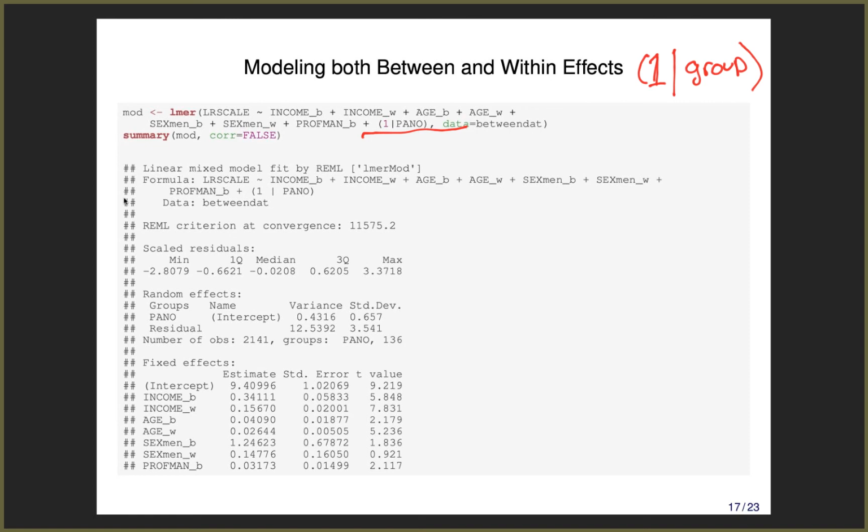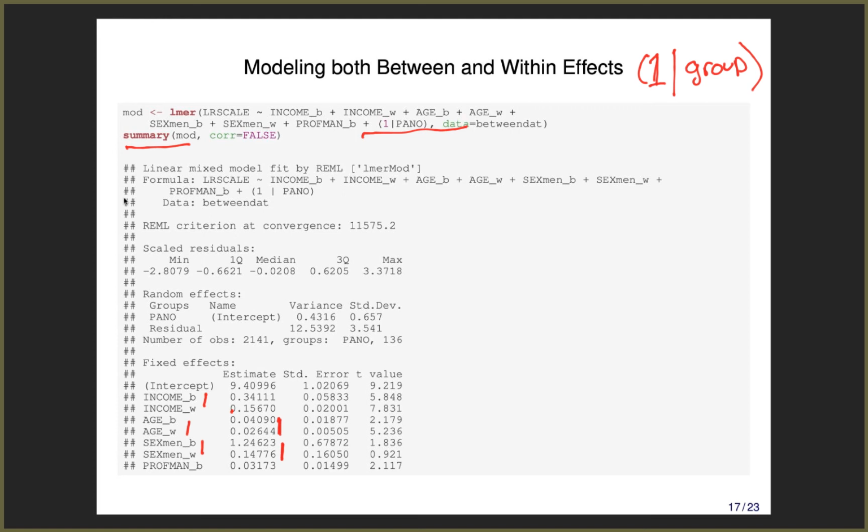We can summarize this model, and there are a few things that we need to look at. So here we get, for all of these individual level variables, both between and within unit effects. And you can see sometimes they're pretty close to the same, right? So the between and within unit effects of age are actually pretty close, 0.026 versus 0.04. The between and within unit effects for gender are really quite different though, right? 1.26 for the between effect and 0.14 for the within effect.